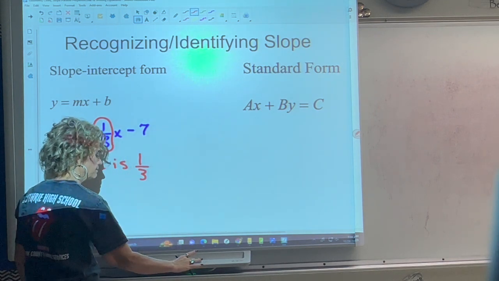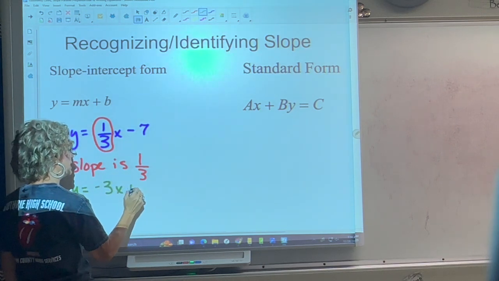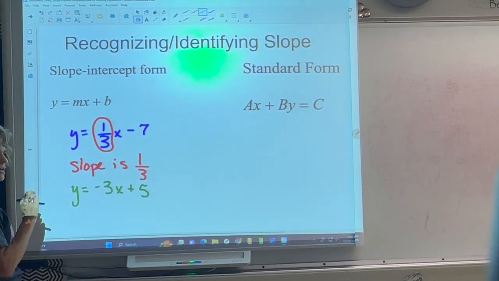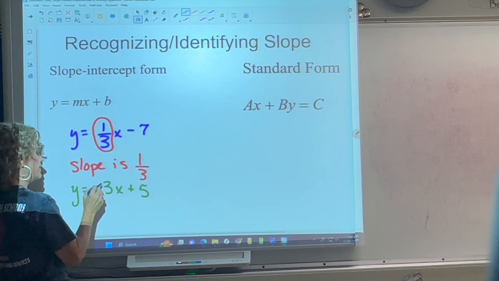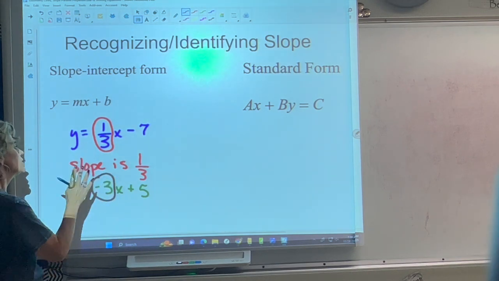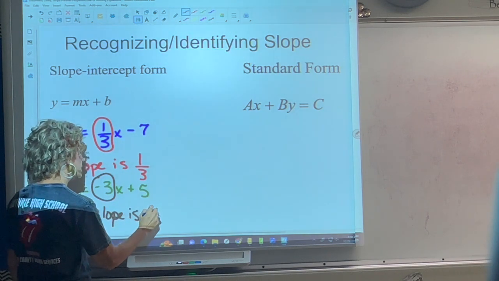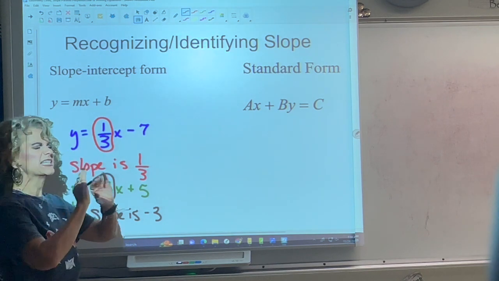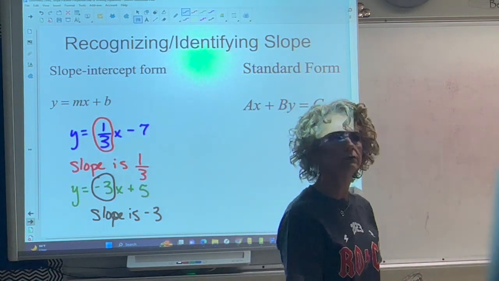Let's do another one. y equals -3x plus 5. Again, the slope is the coefficient, the number in front of x. The coefficient in front of our x variable is a -3. So in this instance, my slope is -3. So identifying them when they're in slope-intercept form is fantastic. It's easy peasy. We'd love to answer those all day long.